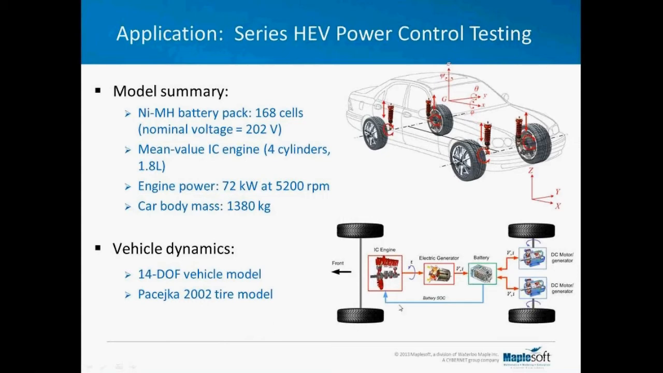Here's a little snapshot of the series hybrid powertrain. We have 2 motors, or 1 motor through a drivetrain driving the wheels. They get their power from a battery. When the state of charge of the battery gets too low, the internal combustion engine turns on, drives the generator to recharge the battery.